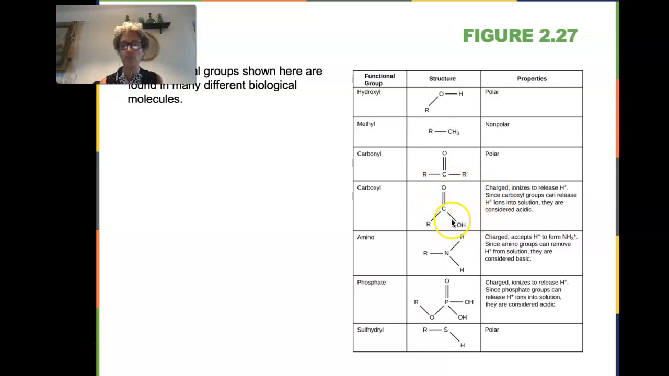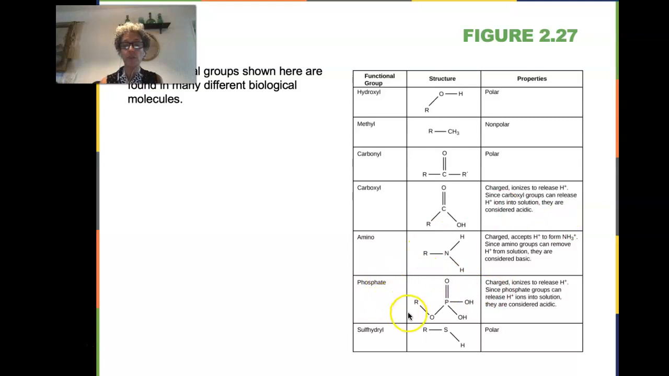It is charged because in solution it tends to release a proton, and that makes it an acid, because acids are proton donors. The amino is the nitrogen with 2 hydrogens. It also becomes charged because it accepts hydrogens. So chemicals that accept protons are bases. So acids donate protons, bases accept protons.